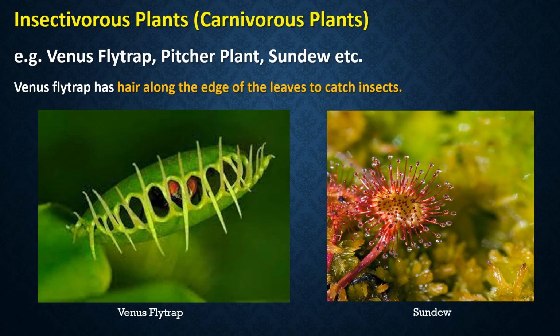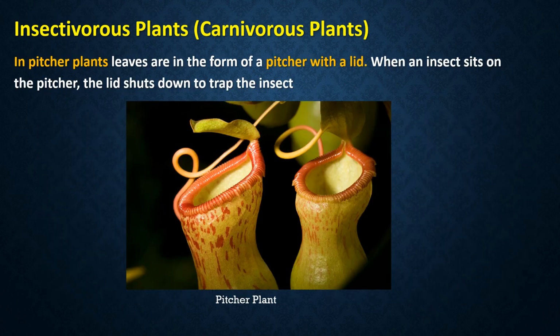Next is the insectivorous plants, also known as the carnivorous plants. Examples are Venus flytrap, pitcher plant, sundew, etc. Venus flytrap has hair along the edge of the leaves to catch insects. When an insect sits on the leaf, the lobes start to close. After a few seconds, the insect gets trapped. Then the plant digests the insects with the help of the digestive juices present inside.